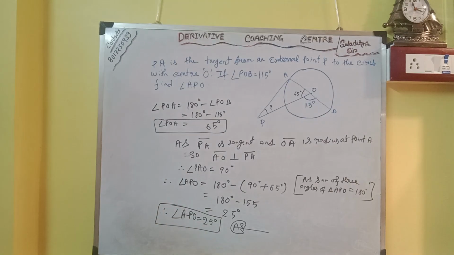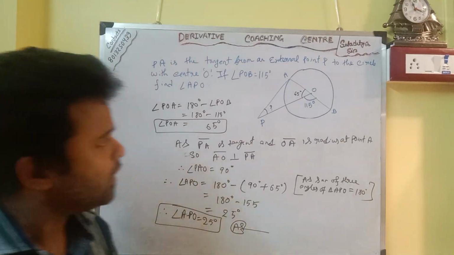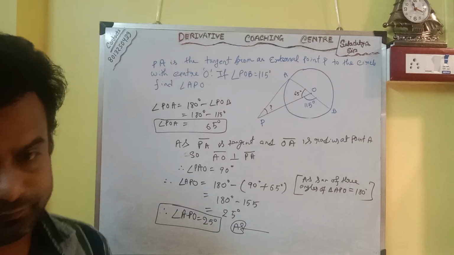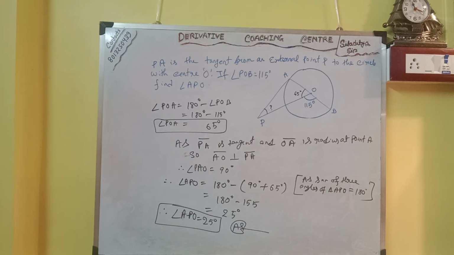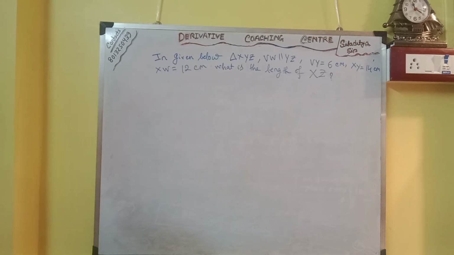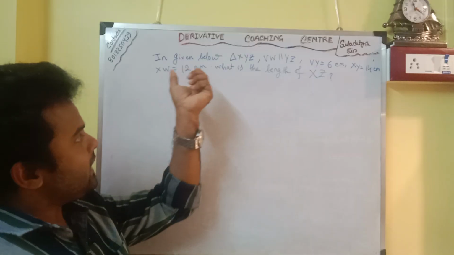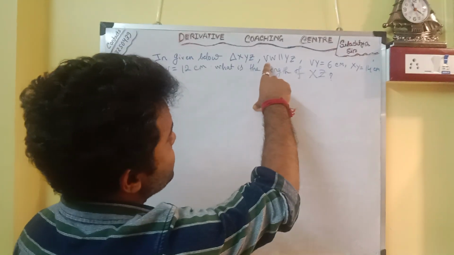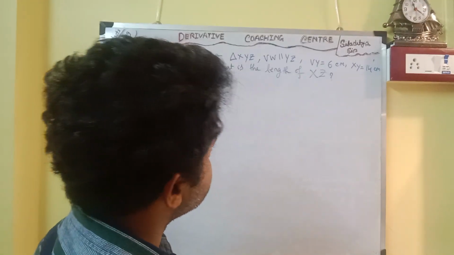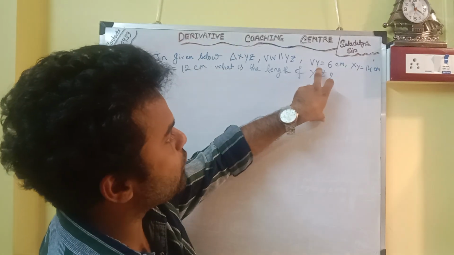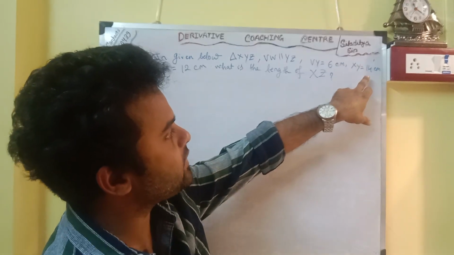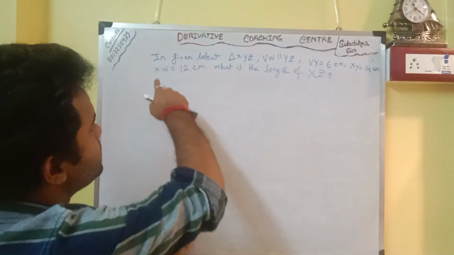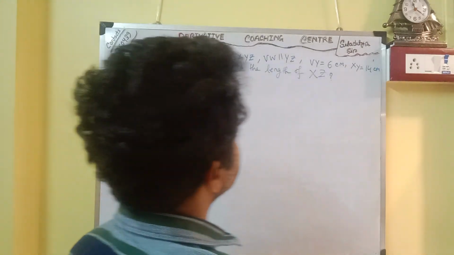Okay, now the second question. Look, in the given below triangle XYZ, VW is parallel to YZ, and the length of VY is given 6 cm, length of XY is given 14 cm, and the length of XW is 12 centimeters. So now find the length of XZ.